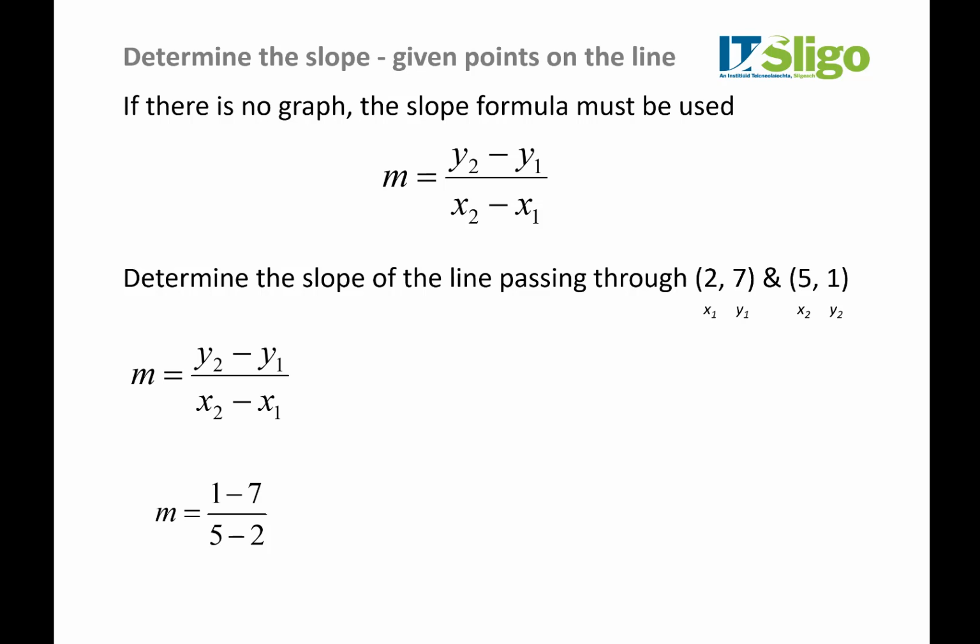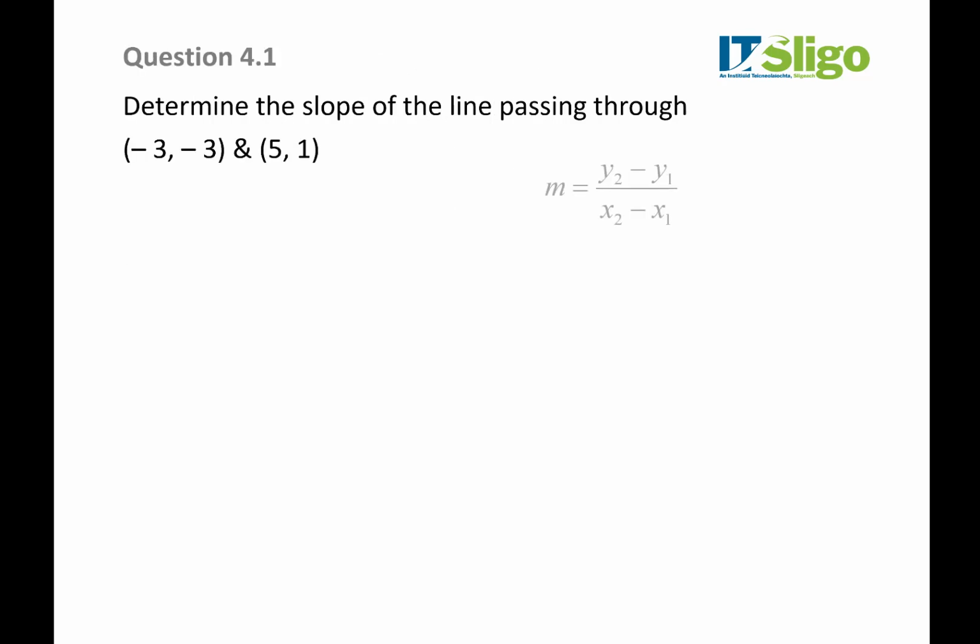So y2, 1 minus y1, 7 over x2 minus x1. Be careful with your signs, that's minus 6 on the top. So the slope in this case is minus 2. And like we said, guys, we've no graph to kind of intuitively guide us which way our line looks like. So now you guys pause the video and have a wee go at this one here. Again, be very careful with your minuses.